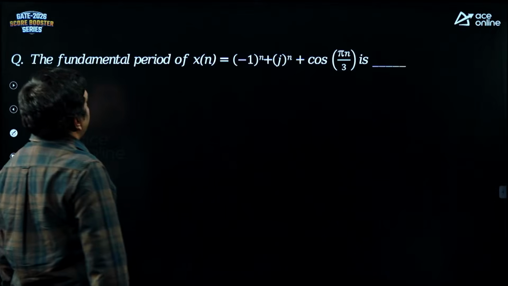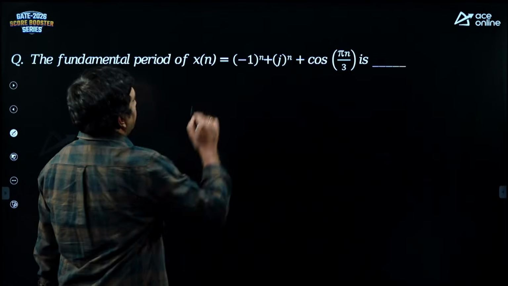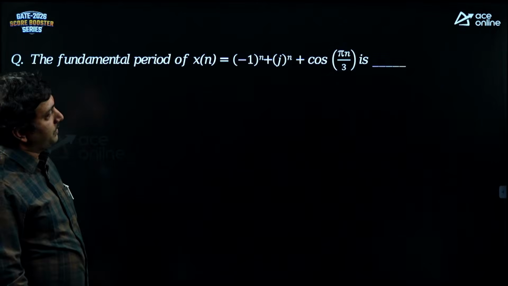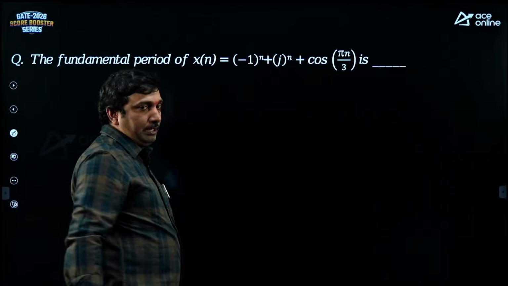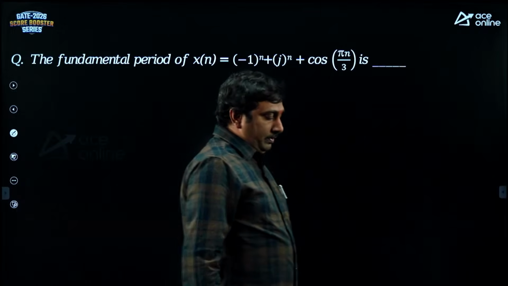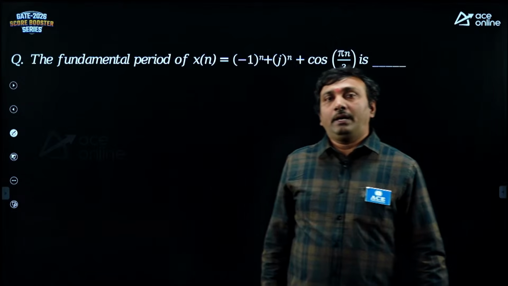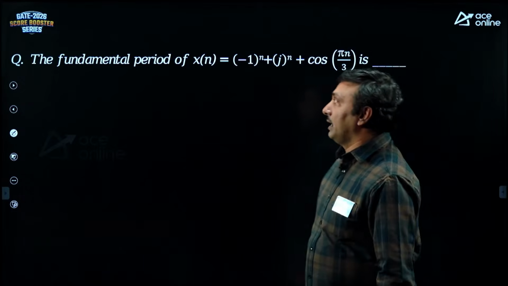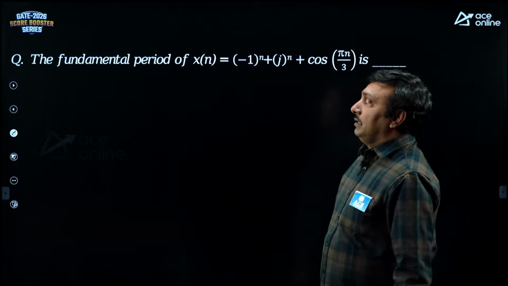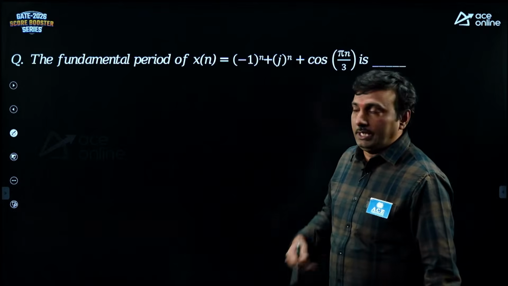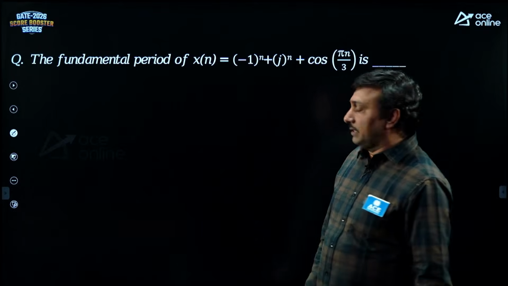The next example is the fundamental period of a discrete signal minus 1 whole power n plus j power n plus cos pi n by 3. When the three signals are individually periodic, we can observe the common fundamental period, or first we have to obtain the frequency by using GCD logic.